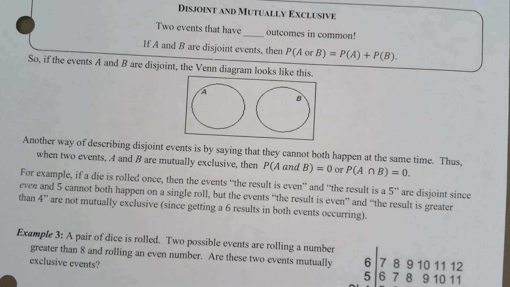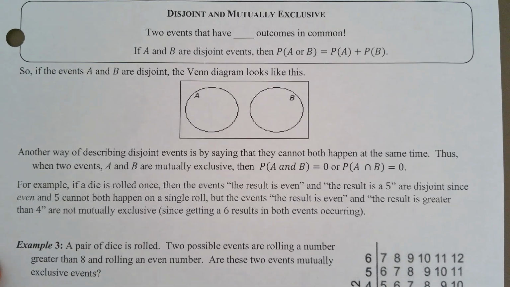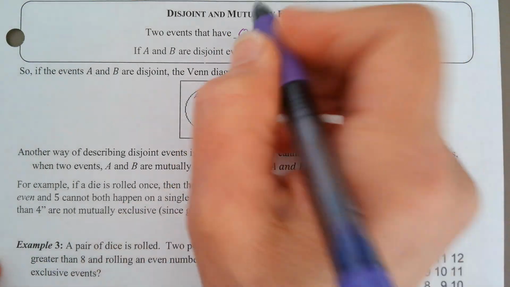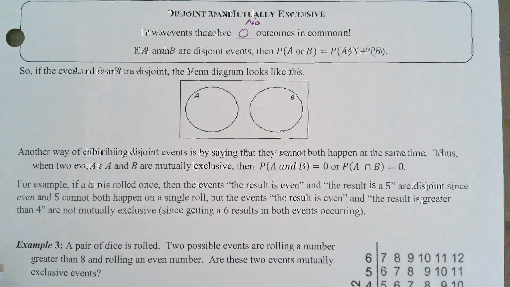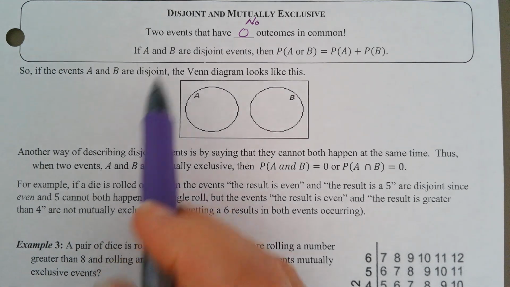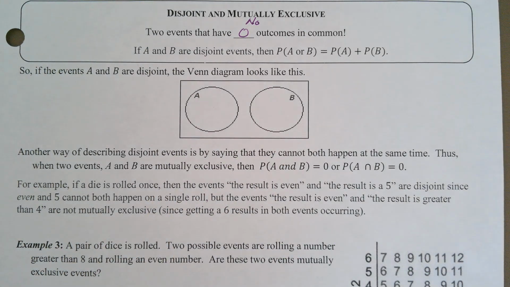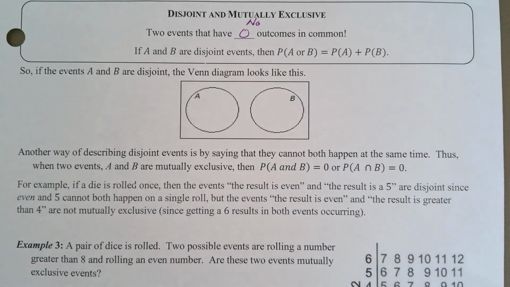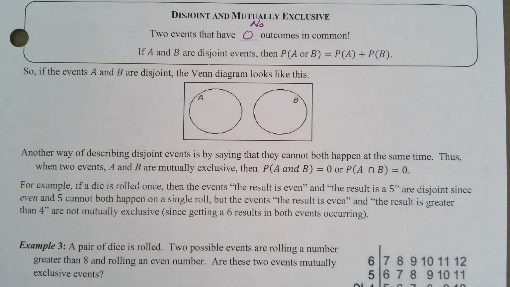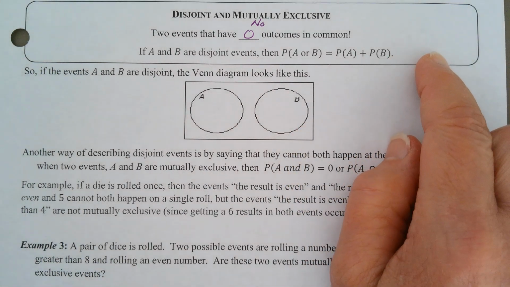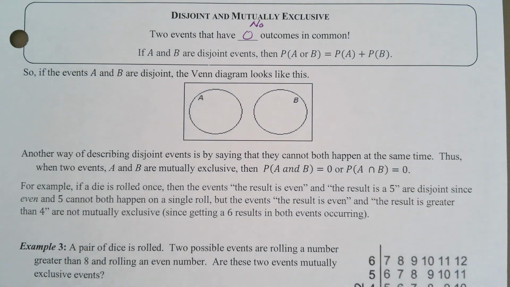Next, we have disjoint and mutually exclusive. Two events that have zero outcomes in common are considered mutually exclusive or disjoint. So if A and B are disjoint events, if they have no outcomes in common, no overlap, then the probability of A or B equals the probability of A plus the probability of B. It's just that the minus the probability of A and B is 0, so we would just be subtracting 0.